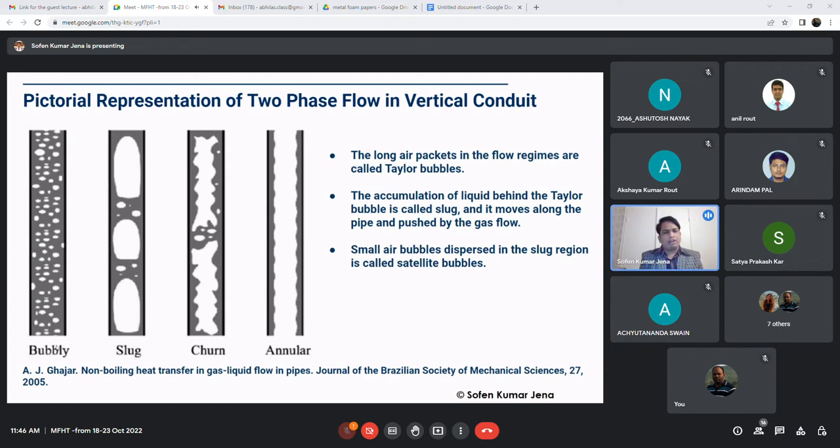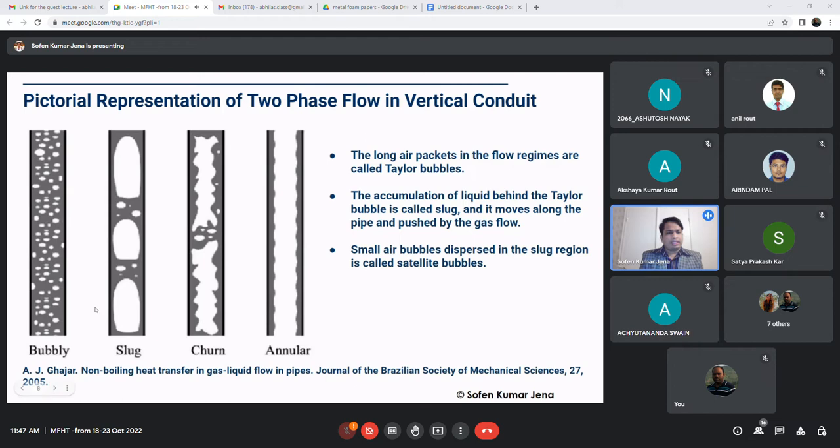So here I would like to inform you how the velocity can be categorized. We have a mixture of the vapor as well as the liquid, so we have a mixture velocity, right? Apart from the mixture velocity, we have the velocity of the liquid, known as the superficial velocity of the liquid, and the velocity of the vapor, known as the superficial velocity of the vapor.